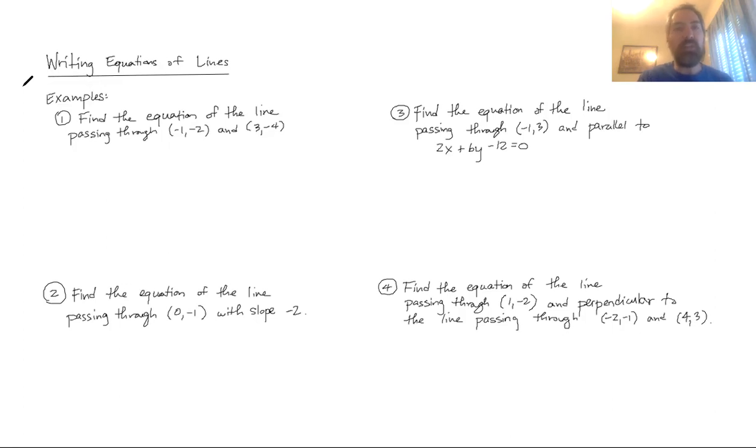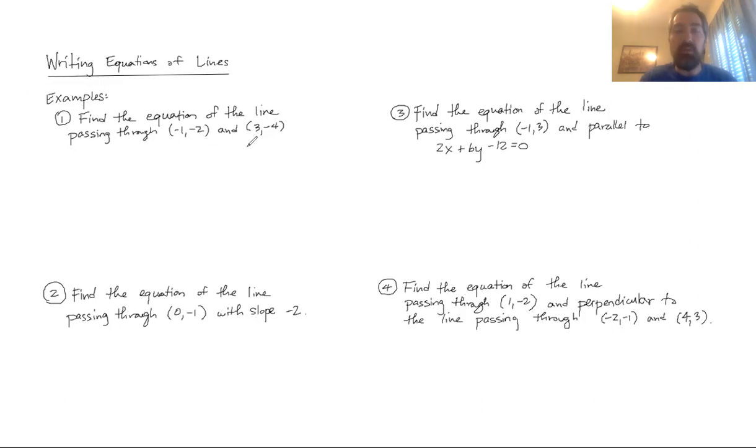And you also need the slope. Now, you may be given the slope, you may not be given the slope, but you've got to have enough information to be able to find what that slope is if you're not just handed the slope. For example, let's take a look at number 1. Find the equation of the line passing through (-1, -2) and (3, -4).